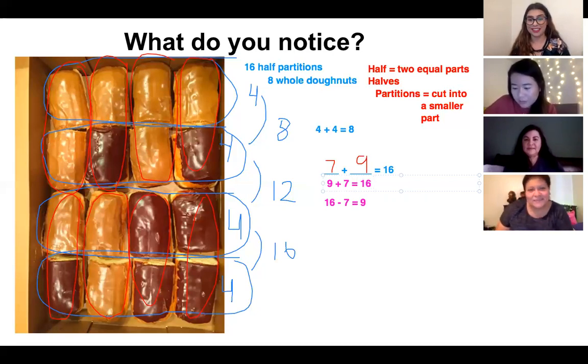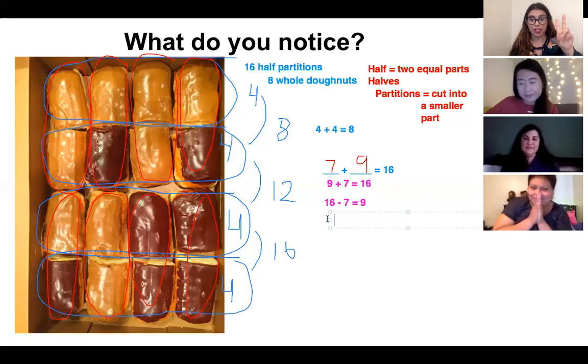Thank you, Ms. Hernandez. So now that we know we have 16 pieces of donuts and we have 7 chocolate and 9 maple bars, there's one more number sentence we can come up with, because remember, fact families have 4 number sentences that are related: 2 addition and 2 subtraction. Can anyone think of the last subtraction sentence?